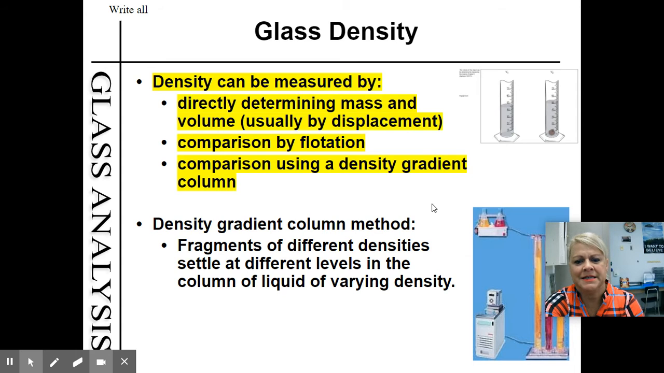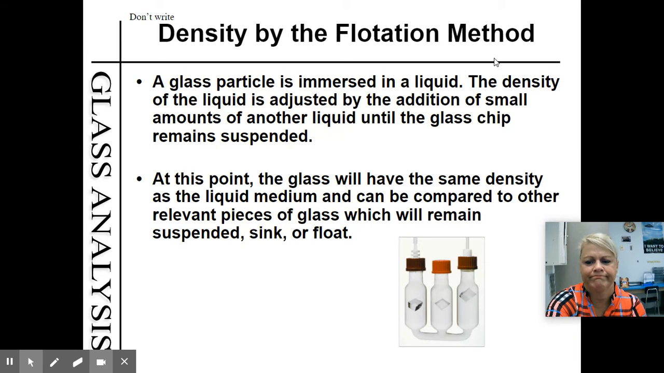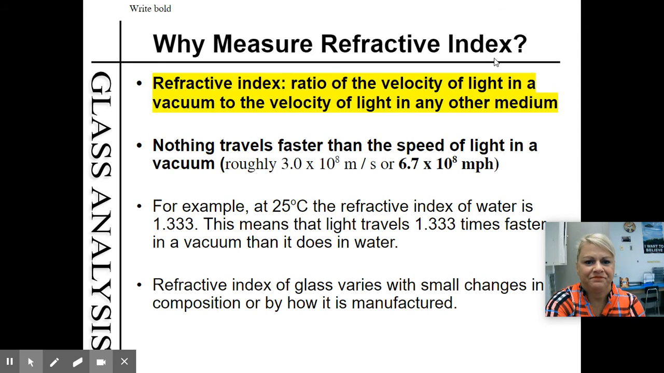So let's look at density. Density can be measured by directly determining the mass and volume. We do this by displacement, as you can see up here, if you remember from chemistry. There's also comparison by flotation or density gradient column, but we're not going to go into that, and we're going to skip that.